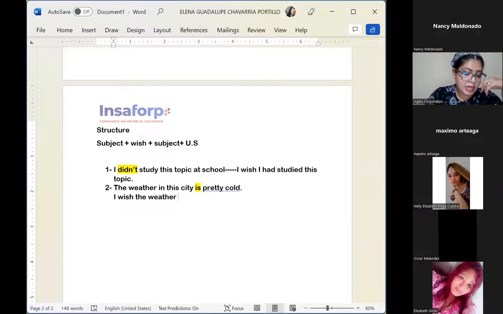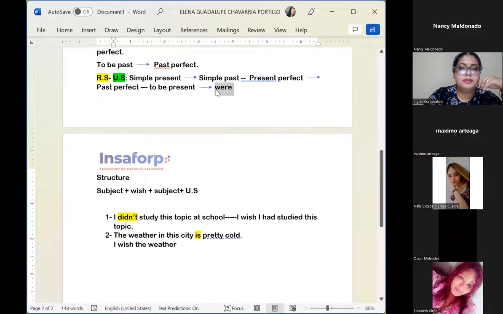And in this case, I'm going to use it. What is the structure in this case here? The weather was. Yes, you can use was, but in this case, we are going to use were. You can use was, and it is not allowed to use that part of the structure, but it is said that it's more formal to use were. So we are going to use were in all the sentences.